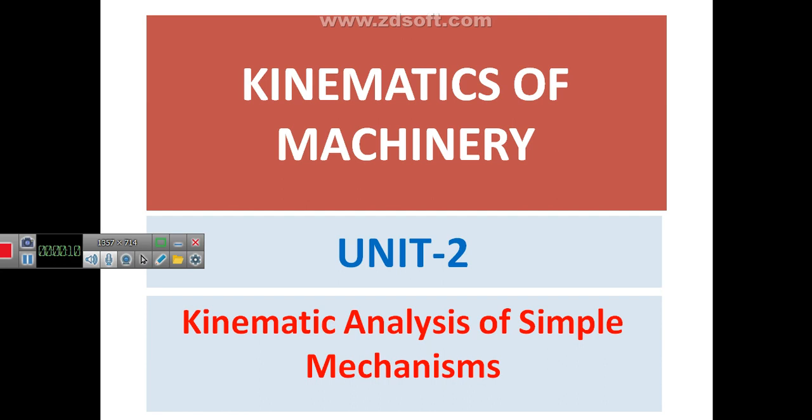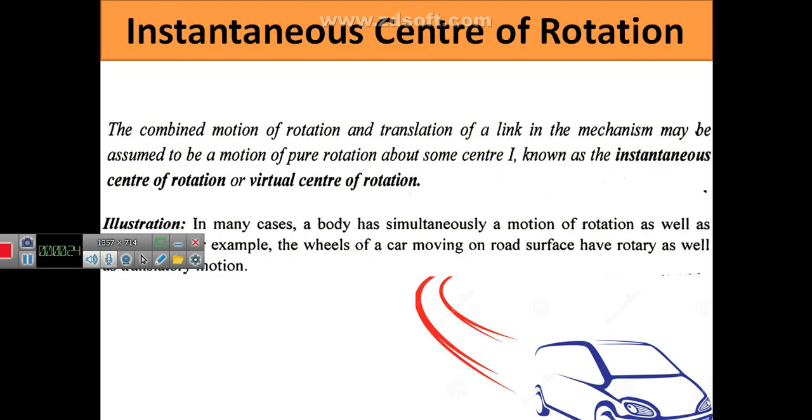Today we are going to see a few topics in the Kinematics of Machinery subject. In Unit 2, Kinematic Analysis of Simple Mechanisms, we are going to see a topic, that is, instantaneous center of rotation. That is nothing but a combination of a rotation and translation of a link in an arrangement or a mechanism, which may be assumed to be a motion of pure rotation about the center I. That is, it's a virtual center of rotation.